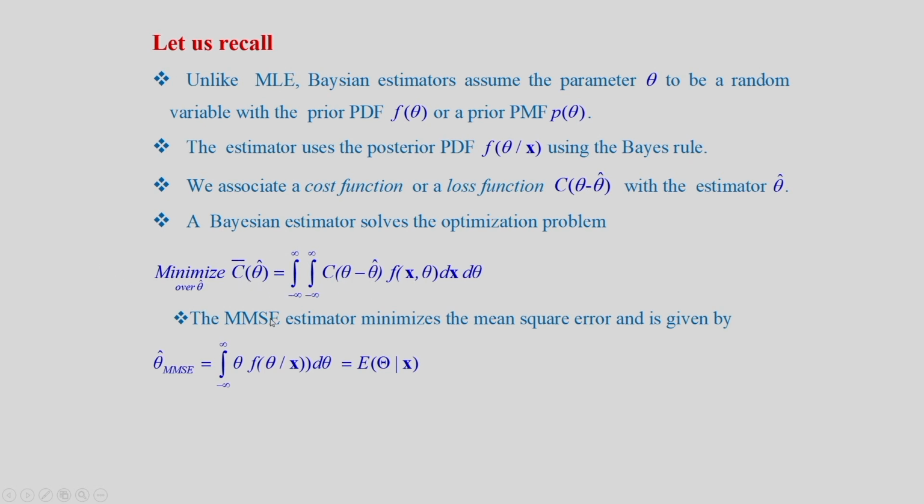The MMSE estimator, minimum mean square error estimator, minimizes the mean square error and is given by this expression: theta hat MMSE is equal to integration from minus infinity to infinity theta f of theta given x d theta. That is the conditional expectation of the random variable theta given x. So, MMSE is given by the conditional expectation of theta given x.